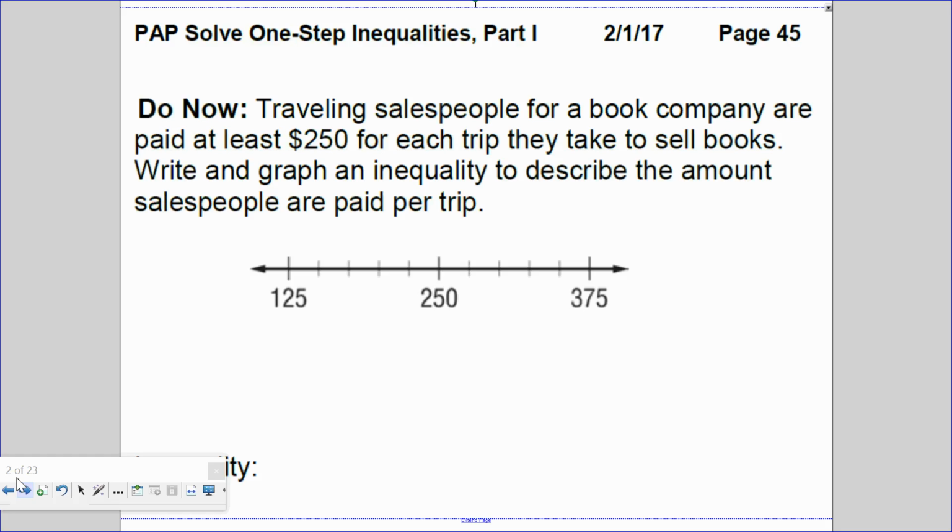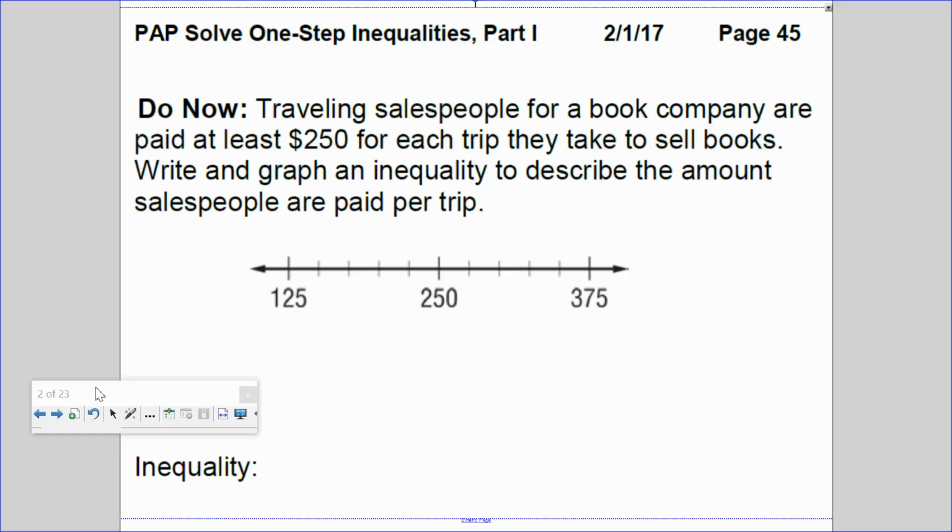So let's look at our number routine or do now. Traveling salespeople for a book company are paid at least $250 for each trip they take to sell books. Write and graph an inequality to describe the amount salespeople are paid per trip. Let's do some examples, see if it makes sense.